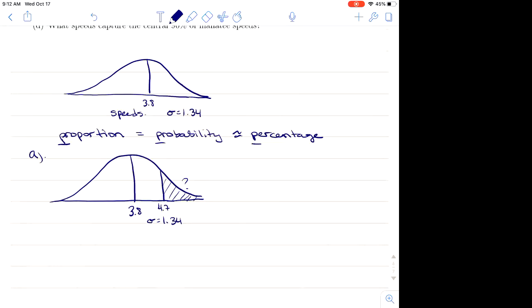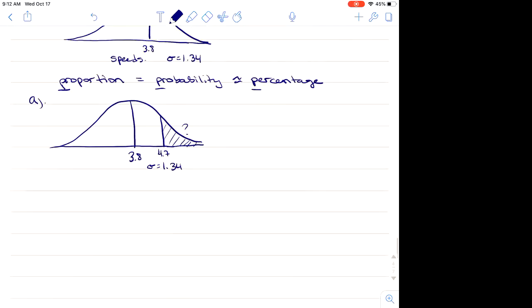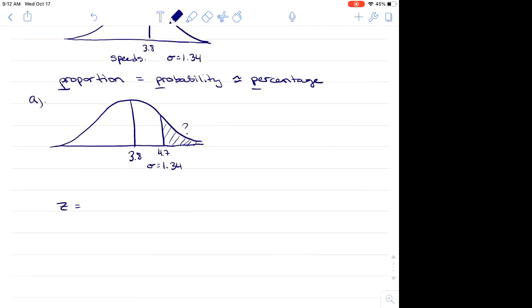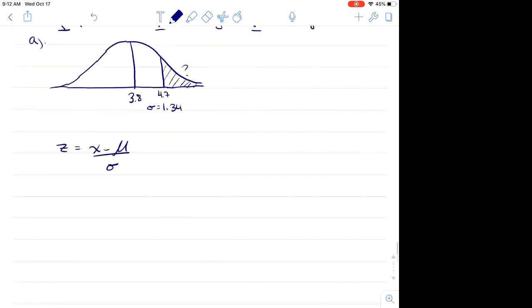Convert it to a z-score. So we have a raw score, x of 4.7. We want to convert it to a z to find the probability. So z is x minus mu over sigma. So we have 4.7 minus 3.8 over 1.34.